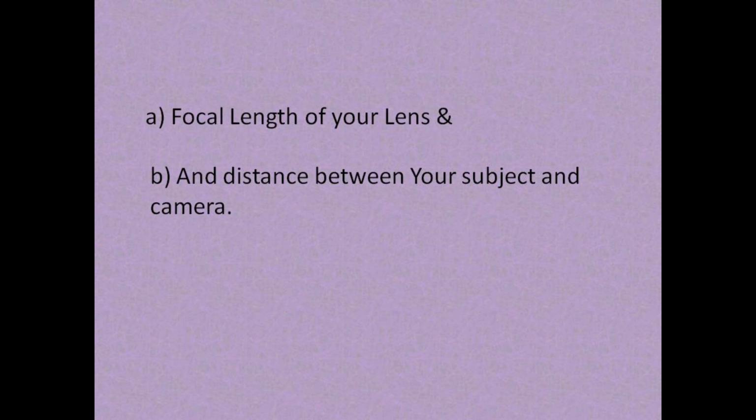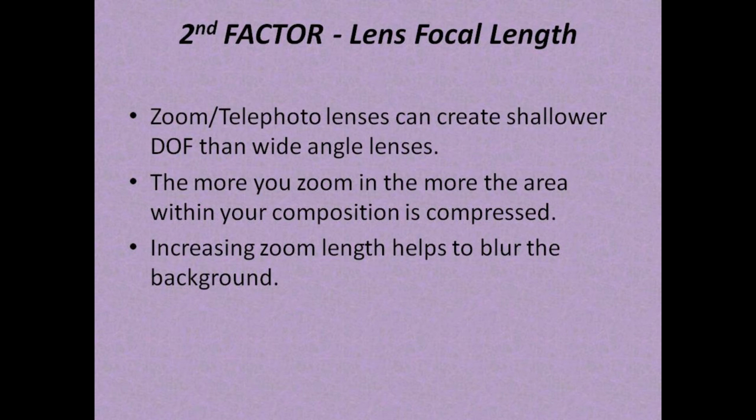But depth of field is not only controlled by aperture. There are two more factors: the focal length of your lens, and the distance between your subject and camera. Let's talk about the second factor, the focal length of your lens. Zoom or telephoto lenses can create shallower depth of field than wide angle lenses. Increasing zoom or focal length helps to blur the background by creating shallow depth of field.